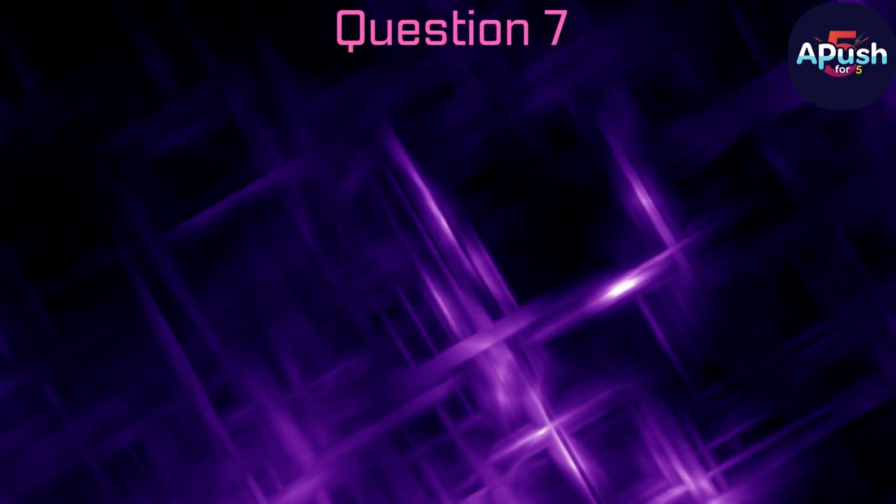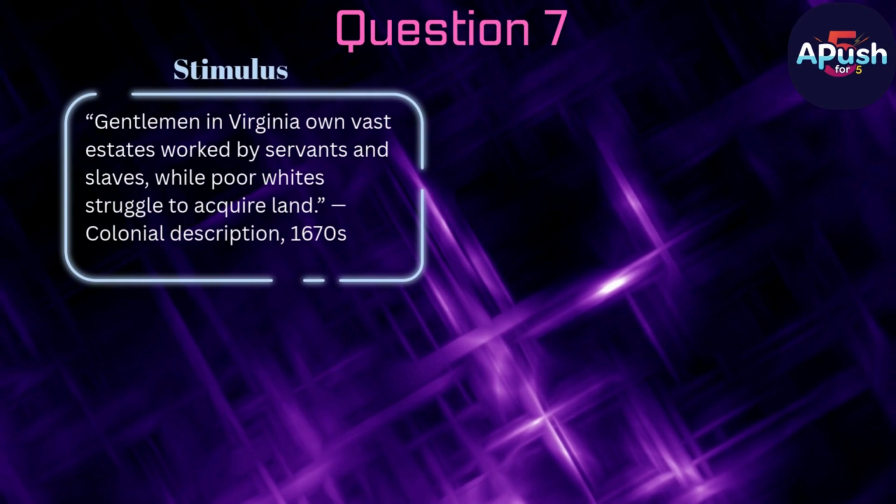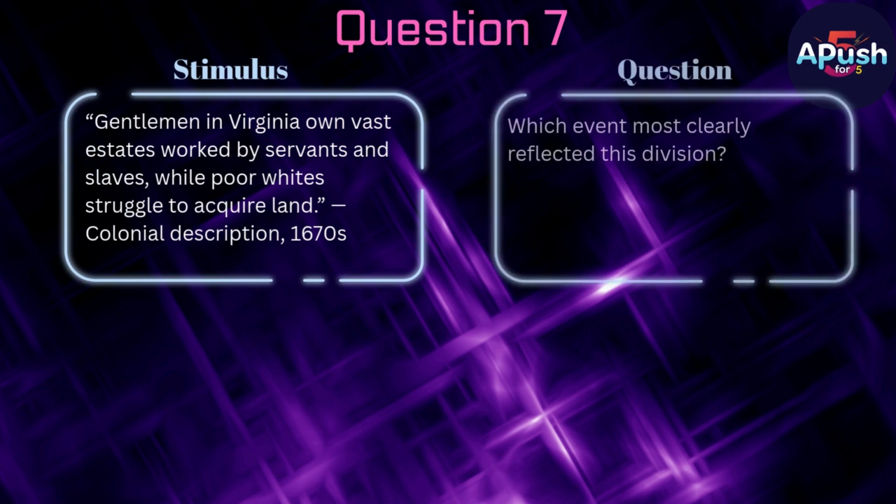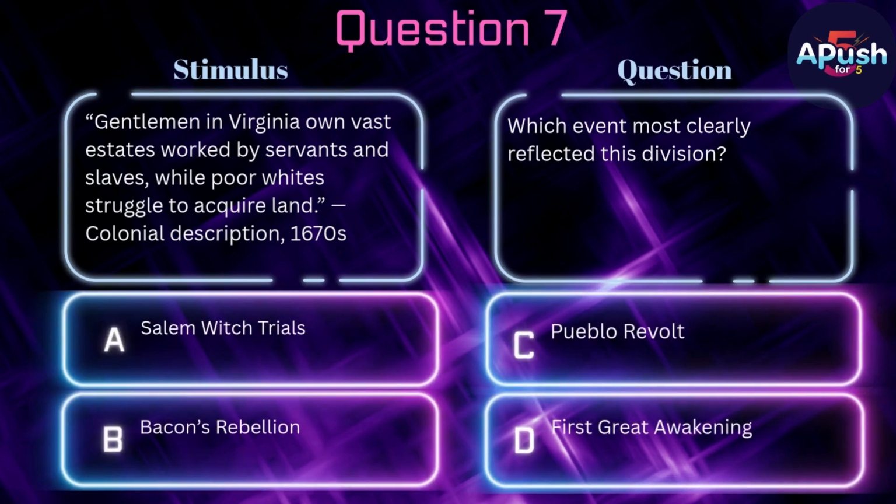Question 7. Stimulus. Gentlemen in Virginia own vast estates worked by servants and slaves, while poor whites struggle to acquire land. Colonial description, 1670s. Question: which event most clearly reflected this division? A. Salem witch trials. B. Bacon's Rebellion. C. Pueblo Revolt. D. First Great Awakening.